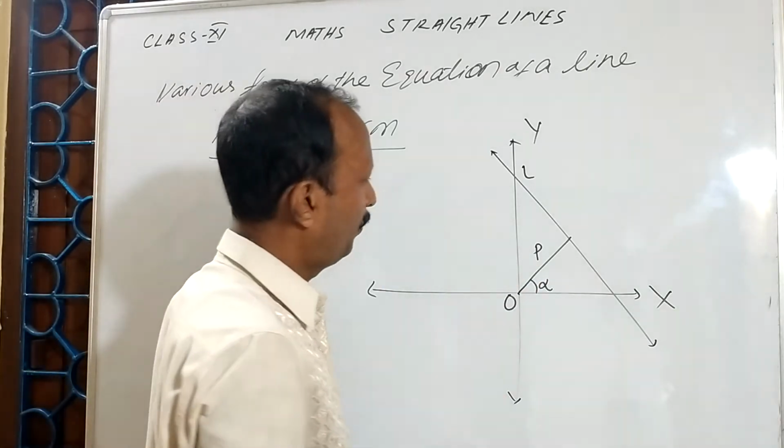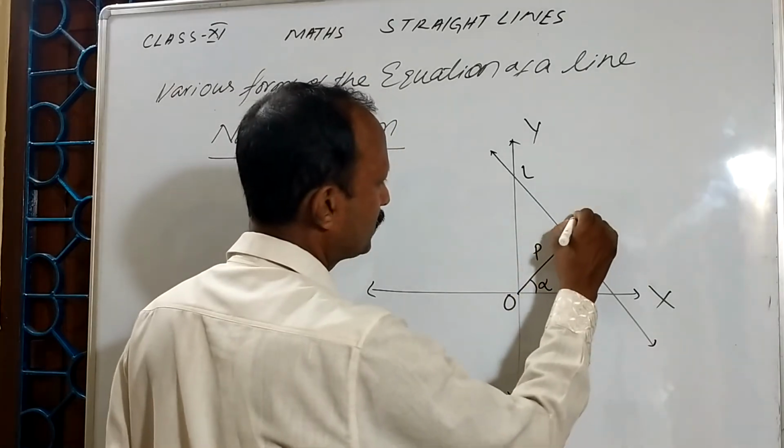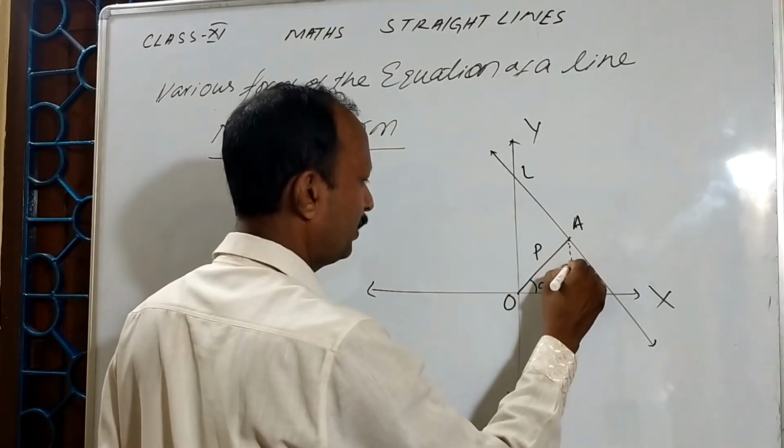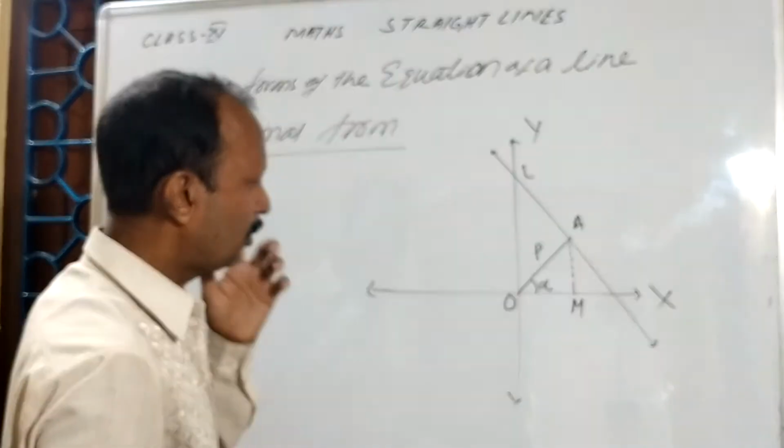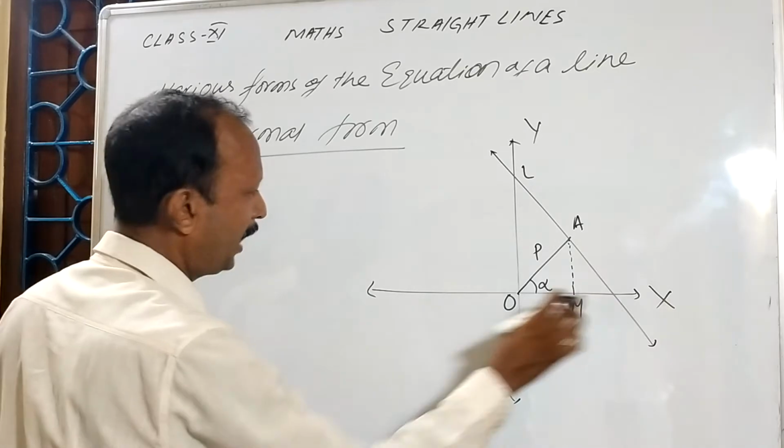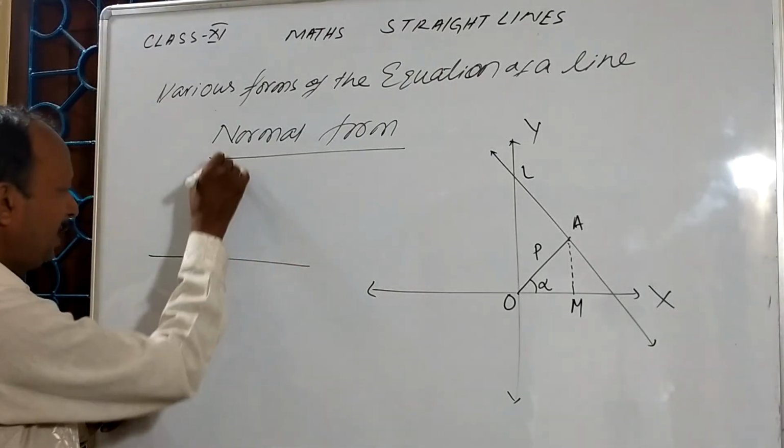Okay. Suppose this point is A, I am drawing one perpendicular. This perpendicular is M. So I said that this line is given. It may be like this.